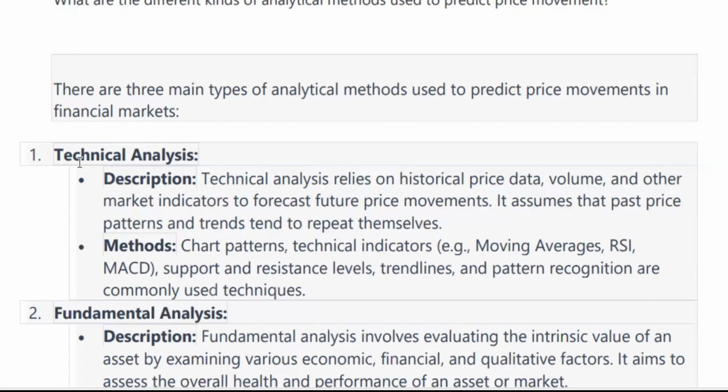Chart patterns, right? The methods we'll be using will be smart money concepts, but you could also include your chart patterns, right? And technical indicators like the ones we spoke about, your MACDs, your moving averages, RSI, right? We'll be using support and resistance levels, trend lines, and pattern recognition that are commonly used in technical analysis, right?